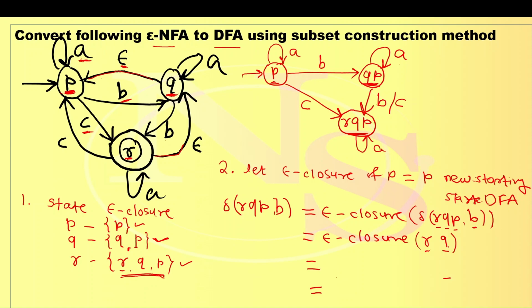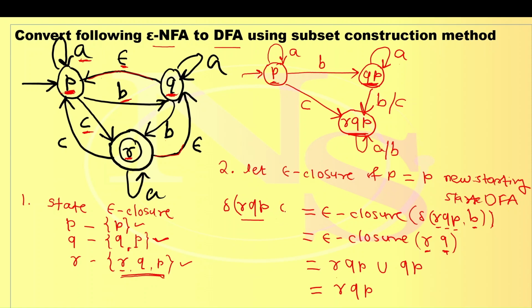Now repeat the process. Epsilon closure of RQ is nothing but epsilon closure of R union epsilon closure of Q. What is the epsilon closure for R? It's nothing but RQP union epsilon closure of Q, which is QP. What does the union say? Union gives the result RQP. It means transition of RQP reading B goes to the same state. So we have this self loop going to the same state. Now repeat the process for another symbol.